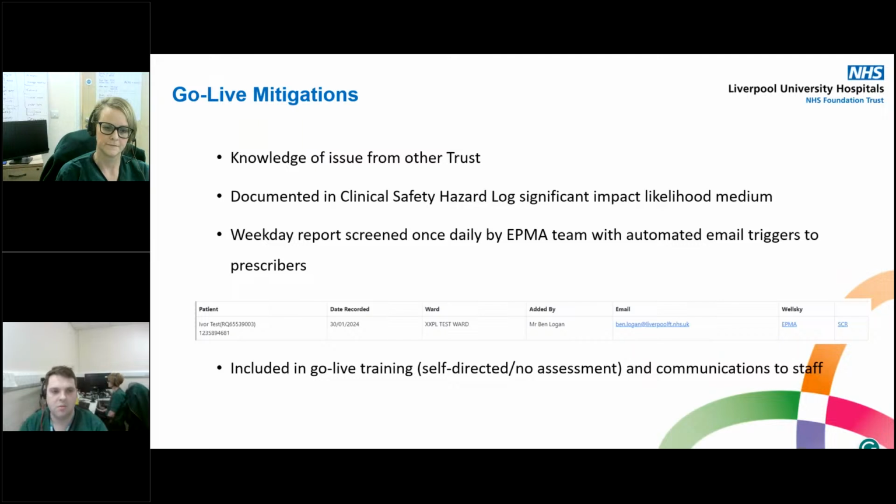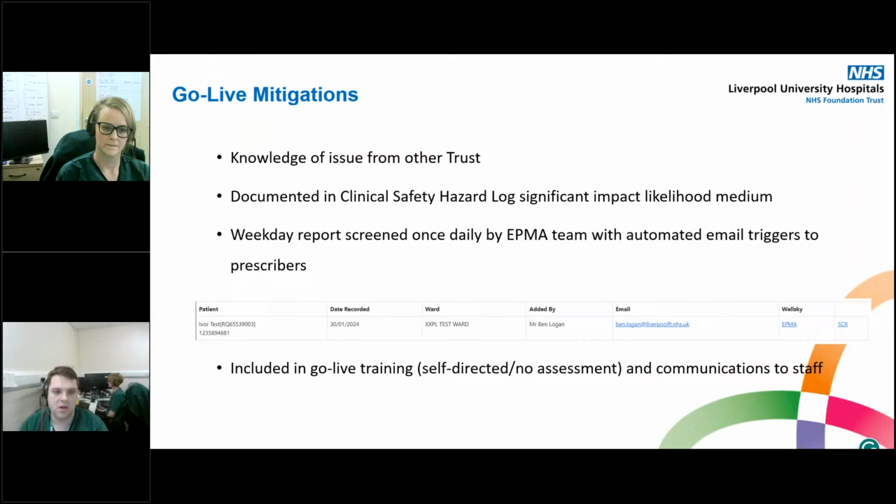So one of our first mitigations was to document it on our clinical safety hazard log. And we initially scored that as likelihood of medium. This is because we just didn't have the data. So the graph before shows that it's very likely to happen. It's happening all the time.